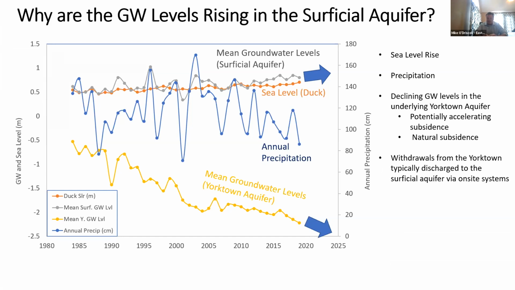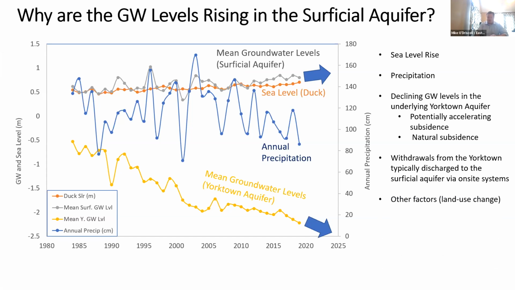And the other factor appears to be that when you take the groundwater from the deeper aquifer system and then we use it, that water gets recycled back into the superficial aquifer through the on-site wastewater treatment system. So people use it in their house and then it's discharged to the superficial aquifer. So it's a source of artificial recharge to the superficial aquifer. So this may also influence the groundwater levels.